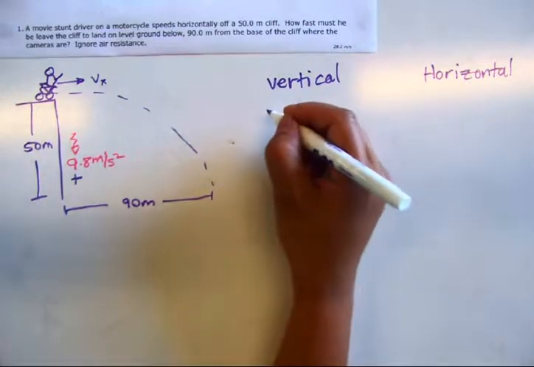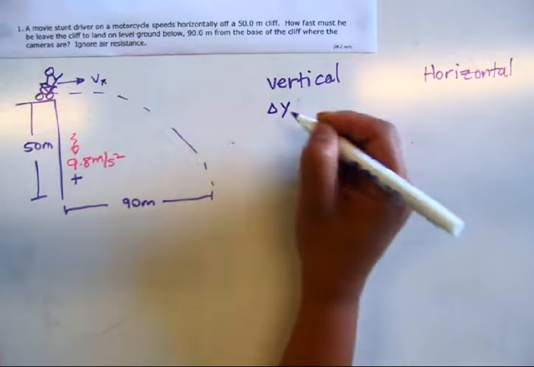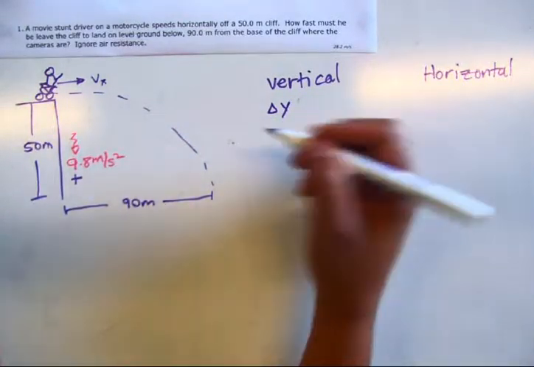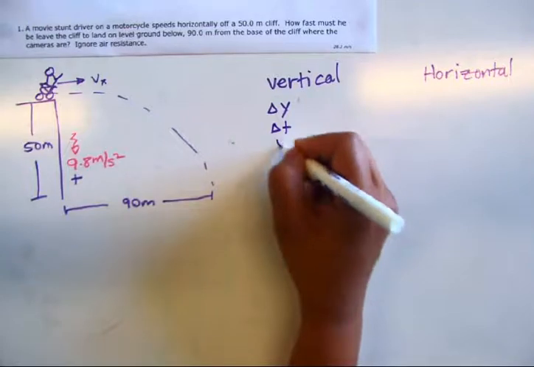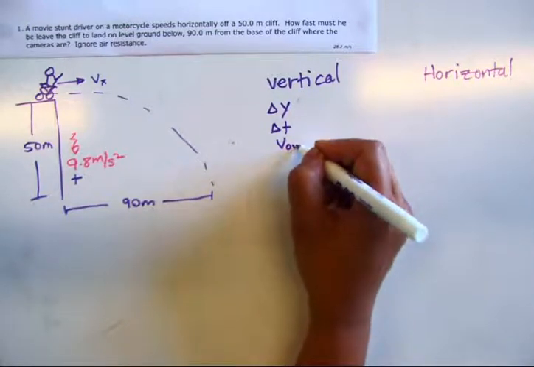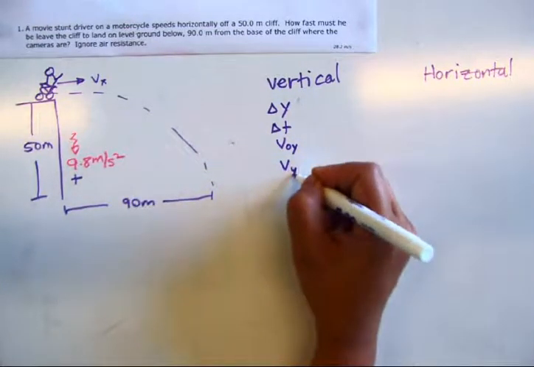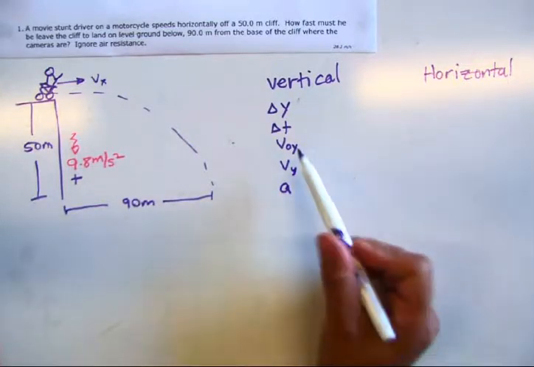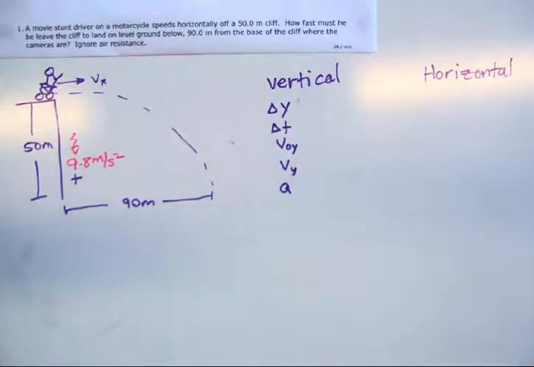Now, in the vertical, it's accelerating. So let's call it delta y, just because it's in the vertical direction. Delta t. V naught in the y direction, V in the y direction, and a. So now you see all the variables I'm dealing with in the vertical direction.